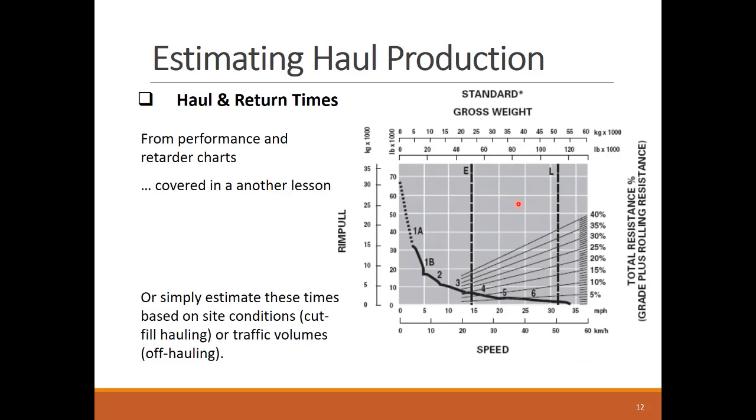Haul and return times can be estimated based on the available information. A detailed approach will entail using the performance and retarder charts of the equipment and the whole road grade and rolling resistance data to calculate the haul and return speeds. Afterwards, the haul and return times can be calculated by dividing their distances over the speeds you calculated before.